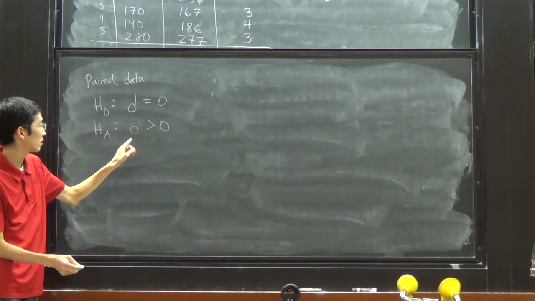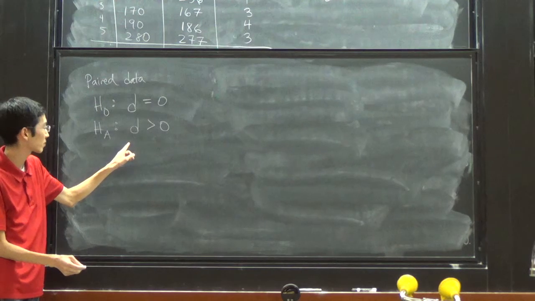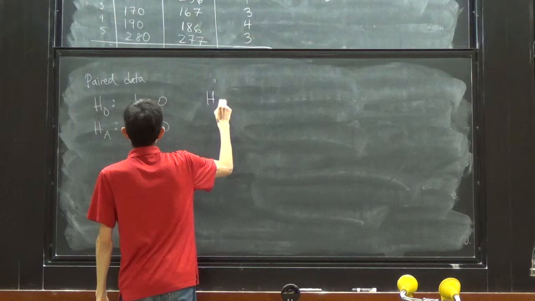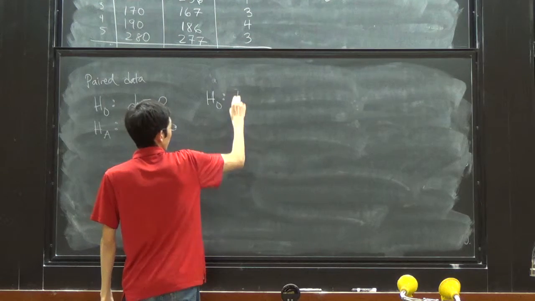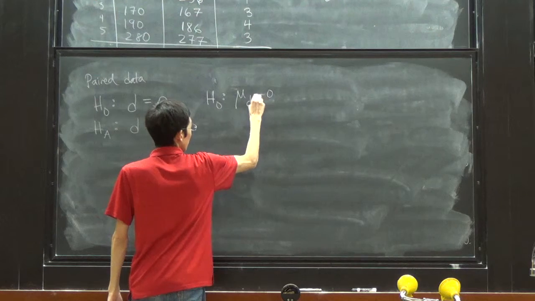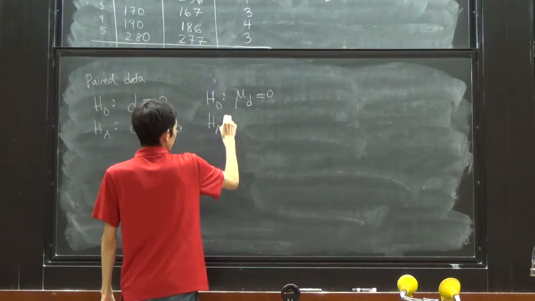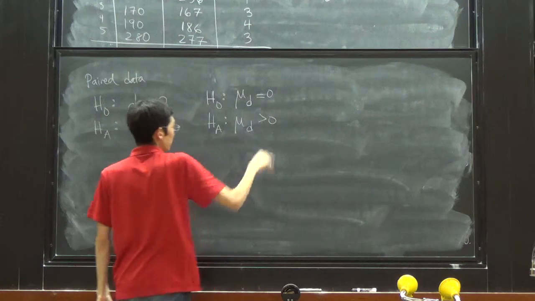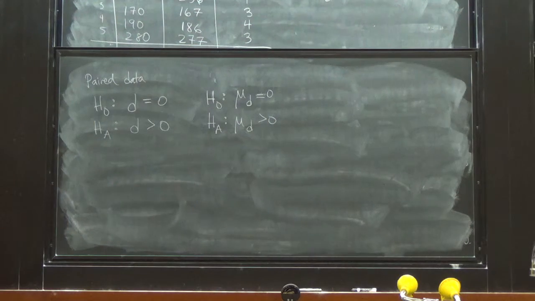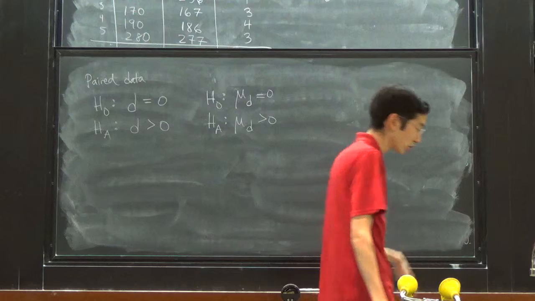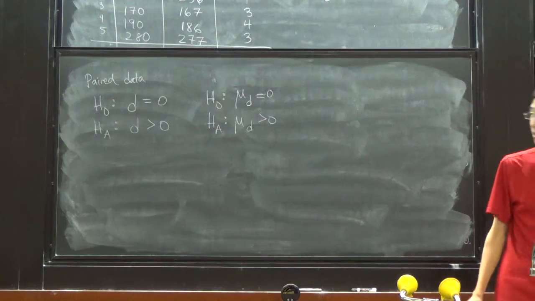Or I can use the same symbols, mu of the difference equals 0, and the alternative being mu of the difference greater than 0. Okay, so either of these. So write those down. So the mean of the difference, not the mean of mu1 and mu2, but the mean of the difference. Okay?